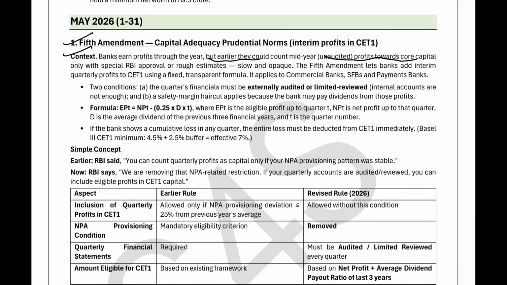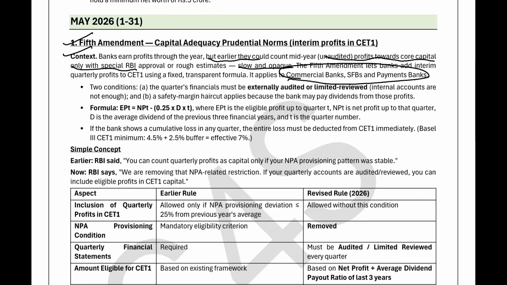The Fifth Amendment lets banks add interim quarterly profit to CET1 using a fixed, transparent formula. It applies to commercial banks, SFBs, and payment banks. ठीक है? It is important for your prelims: commercial bank, SFB, small finance bank, and payment bank. Two conditions, what are they?